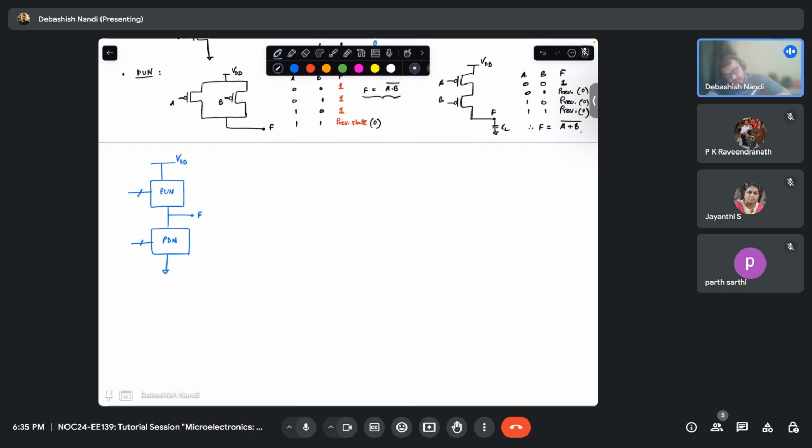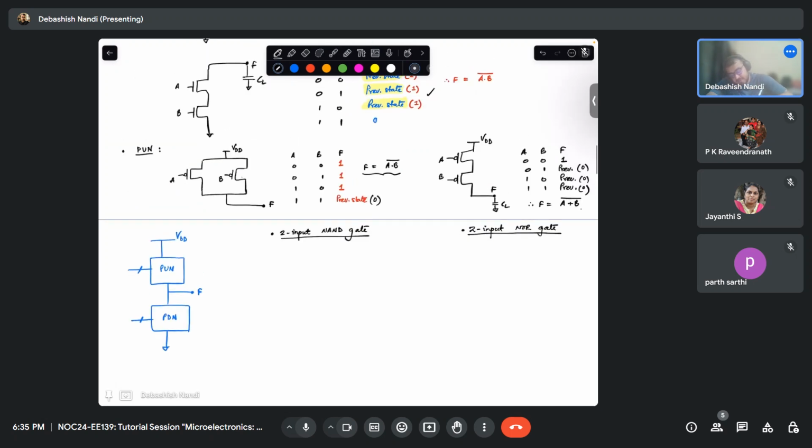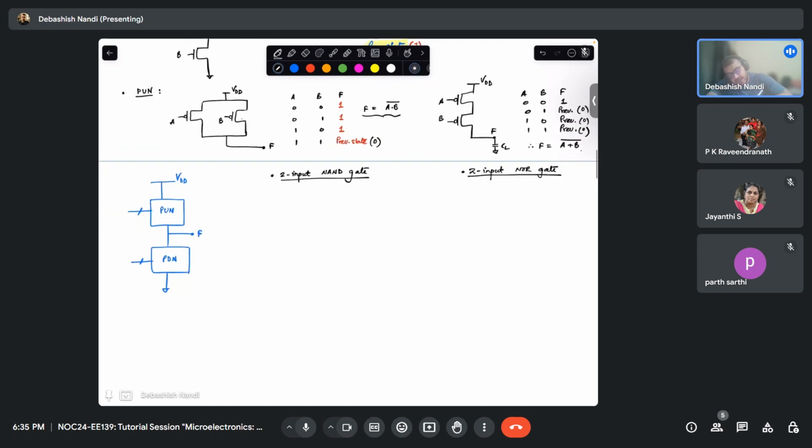So similarly, let's say I want to construct a two input NAND gate, and in parallel I will also construct a two input NOR gate. Okay. So what was my PUN for NAND? This was my PUN for NAND, right?